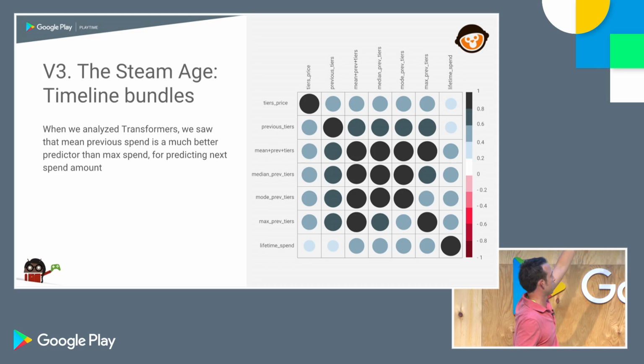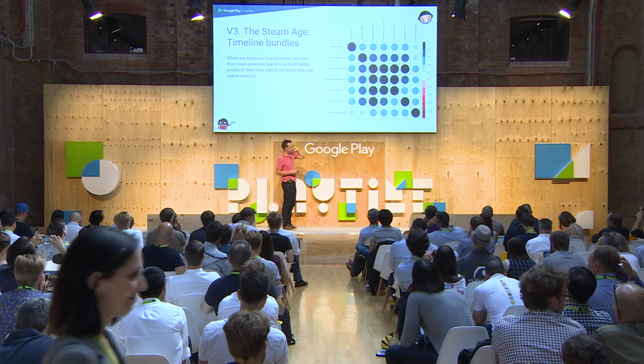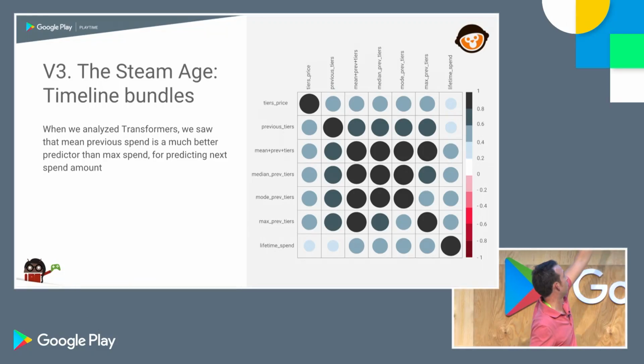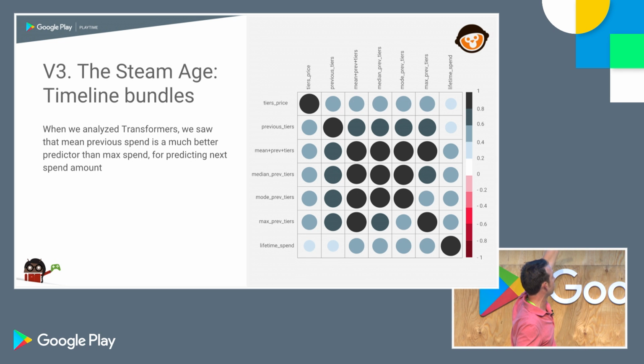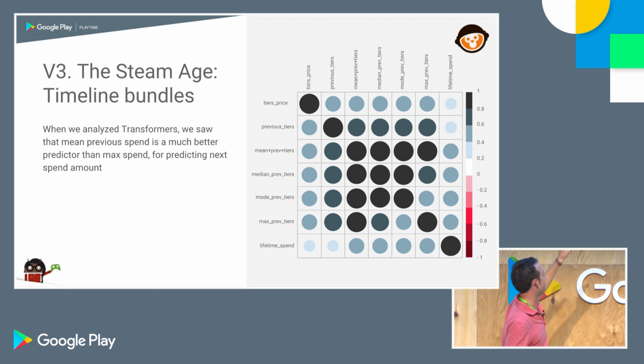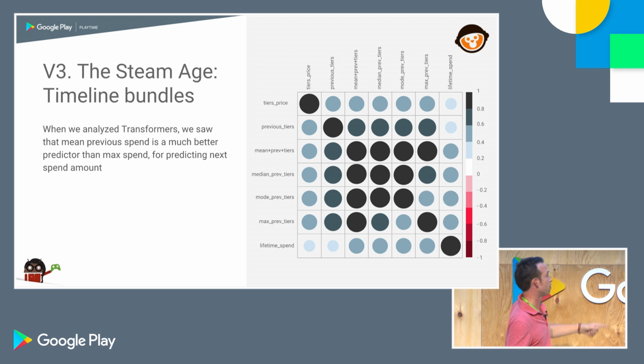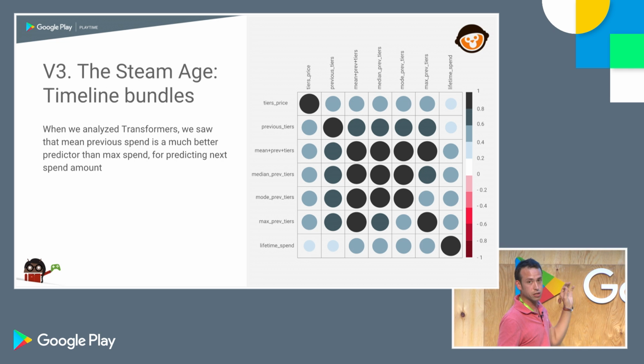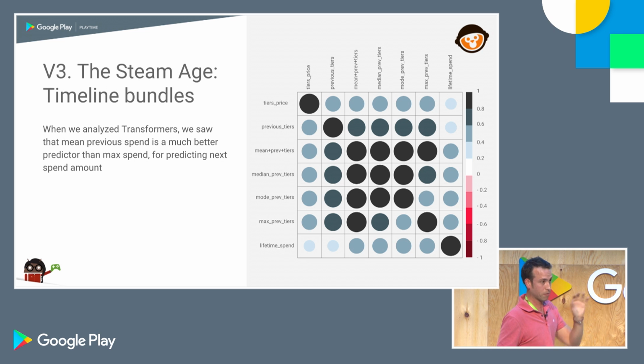We did a quick thing where we looked at the correlation between what your next spend amount is going to be, so this far left column, and all of these other spend metrics which we know about the user. So we've got the mean of all your previous spends, we've got the median, the mode, for people who know what that is, the max, the lifetime sum of all of them. And actually, the one which correlated the best, although it wasn't like a winner by miles, was the mean spend.